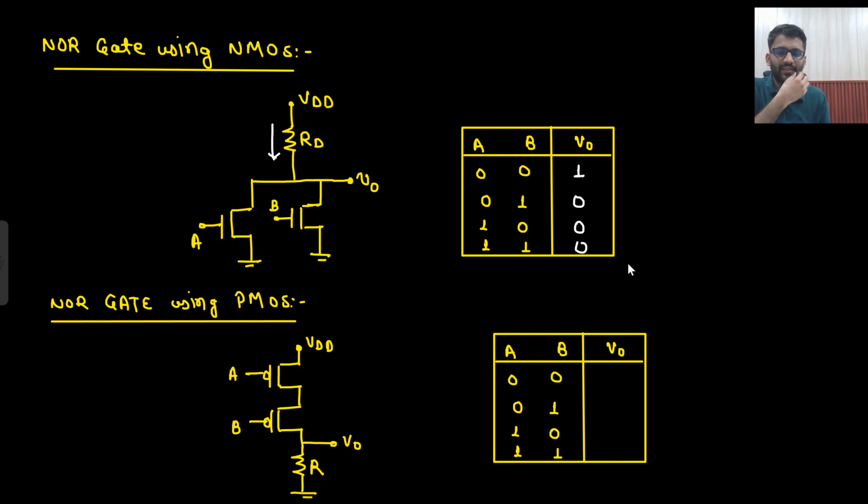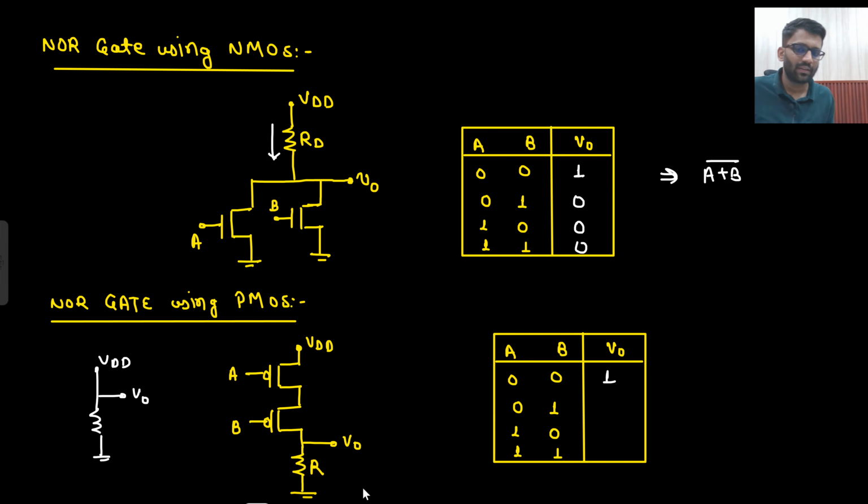Which kind of gate is that? This is (A plus B) bar, which is a NOR gate only, right? What about this? If A is 0 and B is 0, that means both are on. Simply it will be a wire. And then there is an R and this is connected to V naught. If both are on, simply it will be a wire. So V naught will be equal to VDD, right?